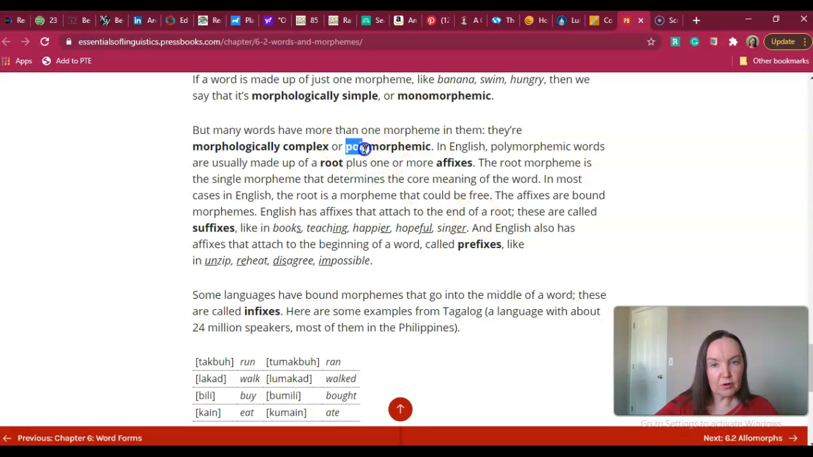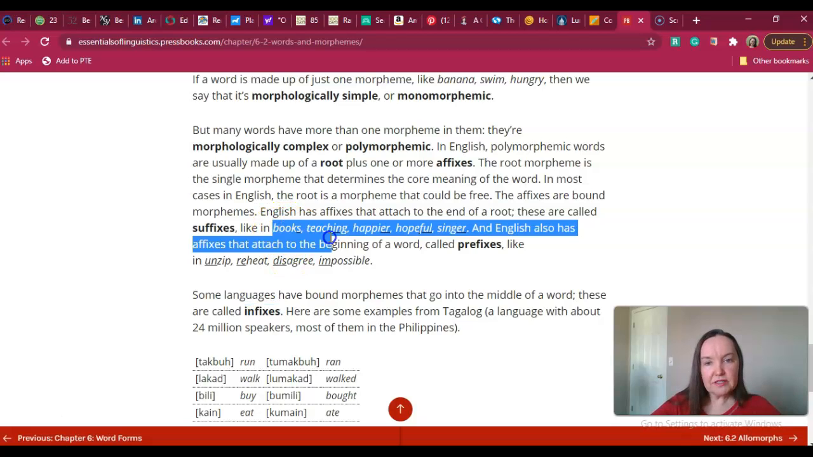Okay, so you already have the idea of morphologically simple or monomorphemic, and I just mentioned earlier the concept of polymorphemic. That means that a word is made up of a root plus one or more affixes. What do I mean by affixes? This is the general term for all the different kinds of bound morphemes we can add to words. In English, we are familiar with suffixes and prefixes, right? Suffixes come at the end of a word, prefixes come at the beginning of a word. In other languages, there are things called infixes. But first let's look at a few examples of suffixes: books, teaching, happier, hopeful, singer.